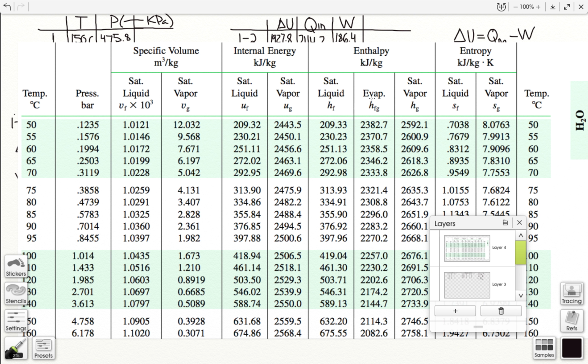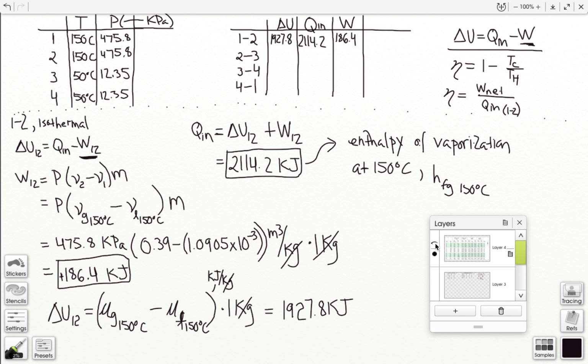So HFG is the enthalpy of vaporization. And so this is the energy it requires to convert a liquid at one temperature to a gas at the same temperature. And for 150 degrees Celsius, it is this value, which is what we had calculated. And so those two match up as they should. So that's kind of a check. Okay, so that was the process from 1 to 2. Now we're going to work on the calculation from 2 to 3.